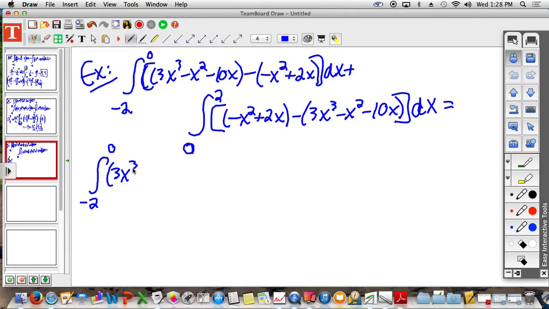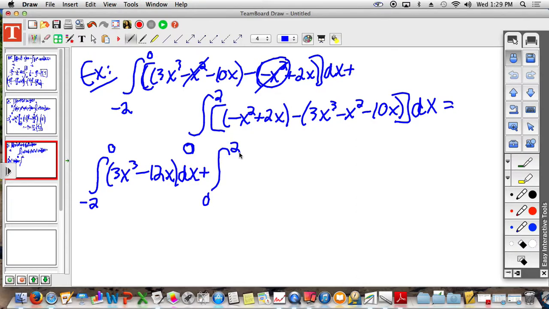Squared. So we have a negative x squared here. And when we distribute that negative in, this negative x squared is going to become positive, so our x squareds cancel right out. We have a negative 10x, but when we distribute that negative into the parentheses, the 2x becomes negative 2x, so together they make negative 12x dx, plus the integral from 0 to 2.